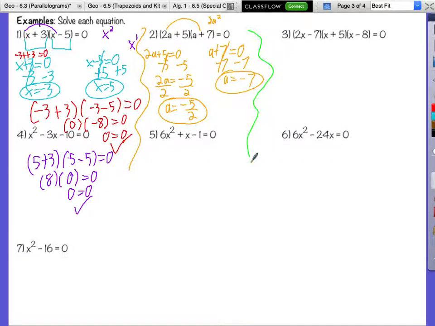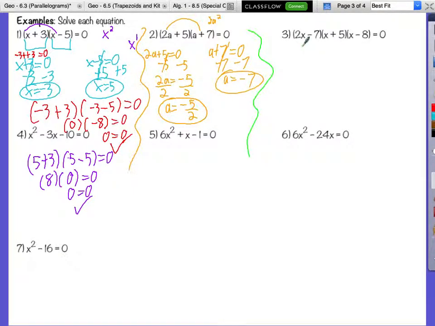On number 3, do we have multiplication on the left side? Yes, we have 2x minus 7 times x plus 5 times x minus 8. And does it equal 0? So now we have 3 answers. So now, how many answers should we have? 3. Okay.